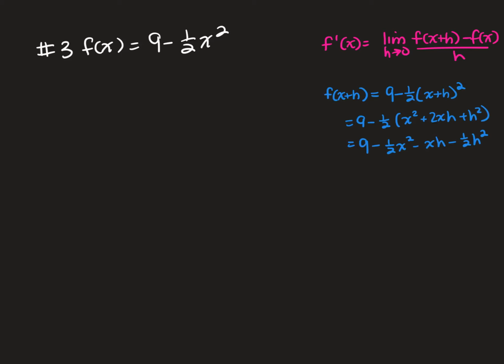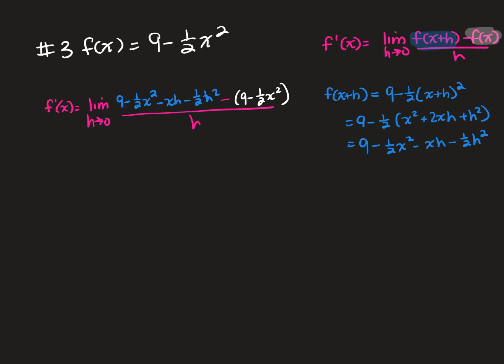So we've got our f of x plus h, we've got f of x, and now we can just substitute in. So to find the derivative, we're going to do the limit as h approaches 0 of f of x plus h. Now f of x plus h, we figured out, was 9 minus 1/2 x squared minus xh minus 1/2 h squared, and then minus f of x, which we know is just 9 minus 1/2 x squared, and that's all over h. And then again, we look for things that are going to add up to 0.